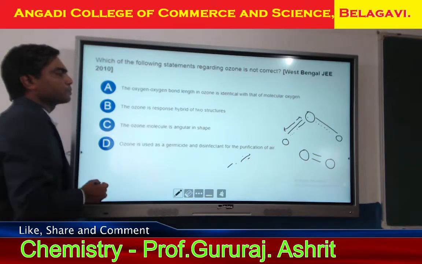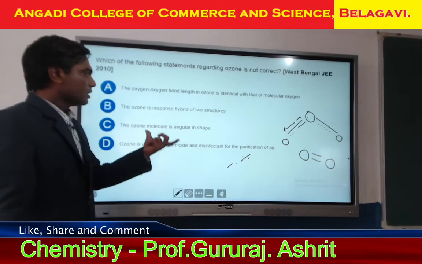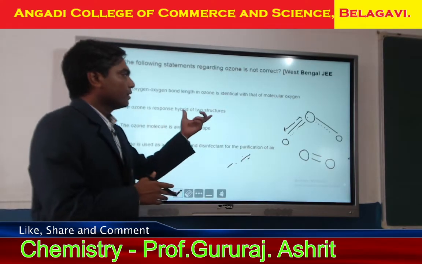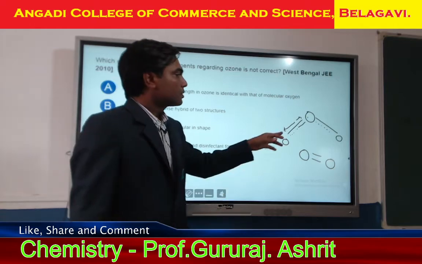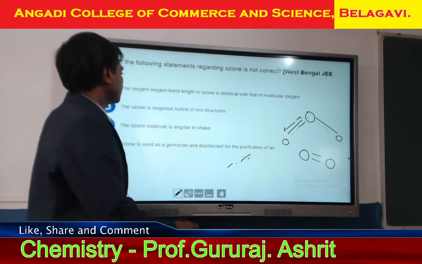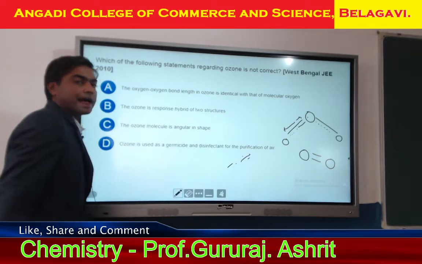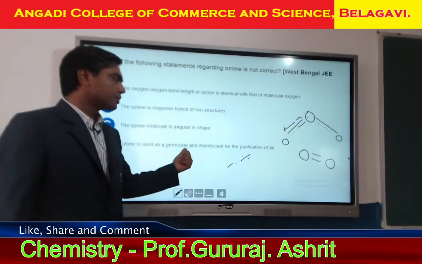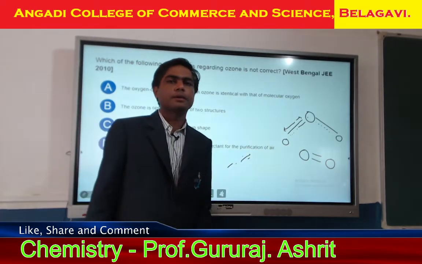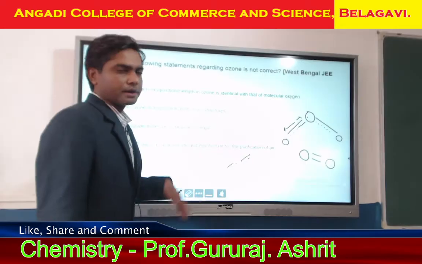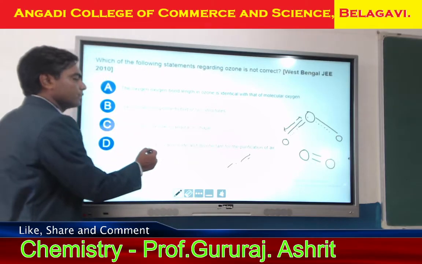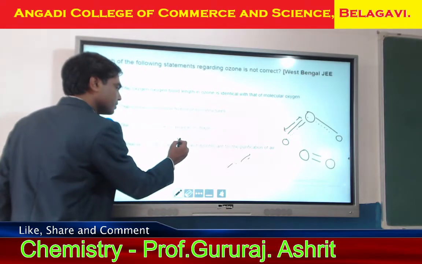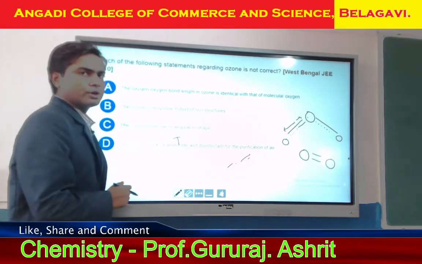The ozone is a resonance hybrid of 2 structures. Resonance hybrid means a mixing of two canonical structures forms the ozone. Yes, the dotted line we can see later. The ozone molecule is angular in shape. What is the geometry of the molecule is being asked. Ozone is used as a germicide and disinfectant in the purification of air. So first I made it clear: you already know that ozone is used as a germicide, disinfectant and in the purification of water. This is a true statement. Ozone molecule is angular in shape.